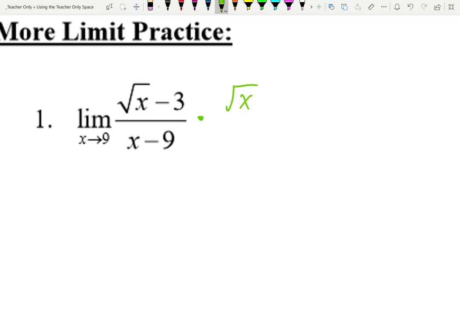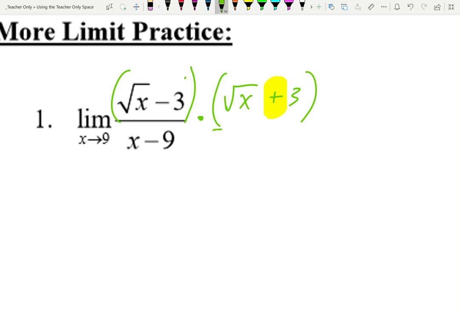Now, this is a big word, lots of big fancy words for a very simple concept. I look at whatever this function is, I'm going to multiply by that same function, but notice the sign in between the root and the constant, that changes. If it was positive, it would become negative. If it's negative, it becomes positive. So you'll notice here, it looks identical, except it has a positive sign between.